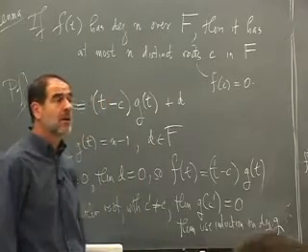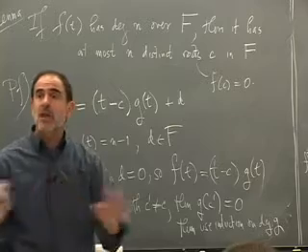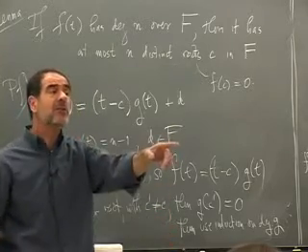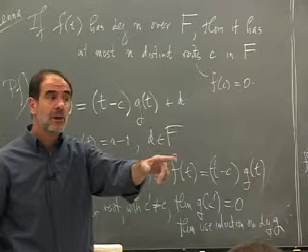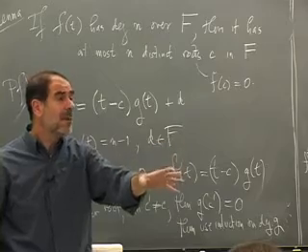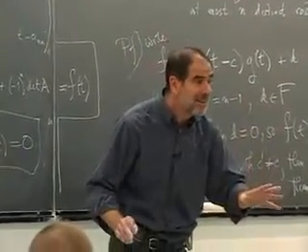Does that work for all fields, though? Every field. There's nothing I've used here that doesn't work for a field. So if it's not a field, like a principal ideal domain, that's not a field, okay? I need the inverse. There are things that work for domains too; we'll get there too. But it doesn't work for a general ring.